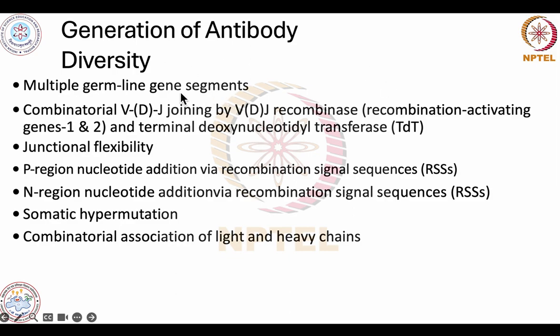Generation of antibody diversity. Multiple germline gene segments are there. Combinatorial VDJ joining by VDJ recombinase, recombination activating genes 1 and 2, and terminal deoxynucleotidyl transferase. Junctional flexibility: P region nucleotide addition via recombination signal sequence, and N region nucleotide addition via recombination signal sequence. Somatic hypermutation. Combinatorial association of light and heavy chains.